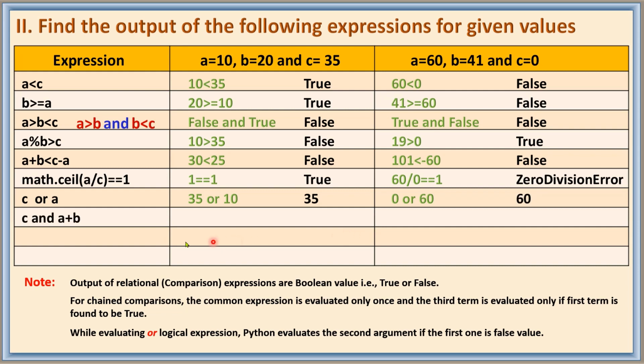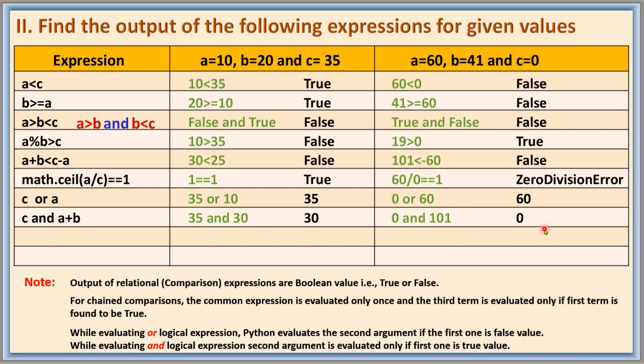Next we have c and a plus b. Here again you need to remember, while evaluating an AND logical expression, the second argument is evaluated only if the first one is a true value. Here c is true and a plus b is also true. So both are true values, 35 and 30, and it will return 30 as the output. Next, 0 and 101 will be the expression. So this is false, and immediately it returns 0.